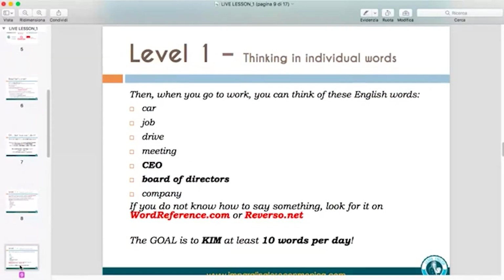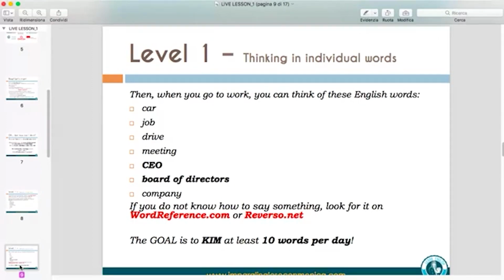Then, when you go to work, you can think of these examples of English words. For example, maybe you go to work by car. So you get in your car and you start thinking that macchina in English is said car. Then you go to work and you start thinking about your job. During the car, you are driving, so you think that the action of guidare in English is said drive. Maybe at work, you have some meetings, so you keep in mind that in English, riunione is said meeting.